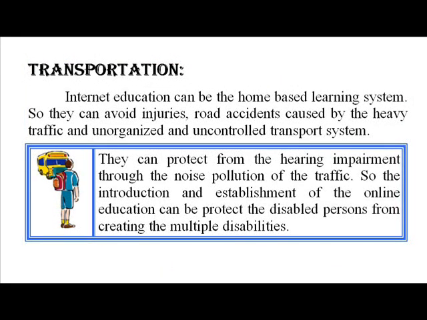Transportation. Internet education can be a home-based learning system, so they can avoid injuries and road accidents caused by heavy traffic and an unorganized and uncontrolled transport system. They can be protected from hearing impairment through the noise pollution of the traffic. So the introduction and establishment of online education can protect disabled persons from developing multiple disabilities.